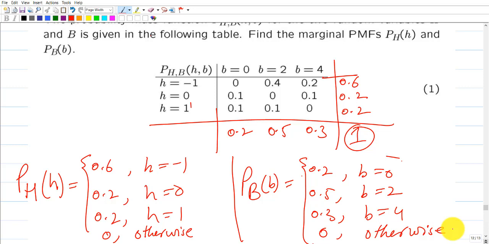So this is how we can find the marginal PMFs from the joint PMF. I hope you have understood everything.